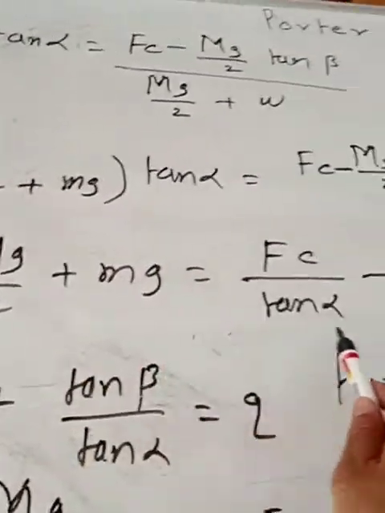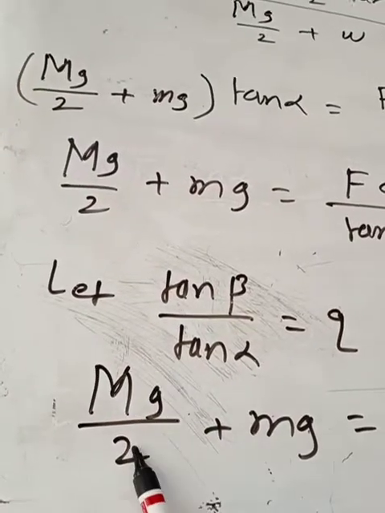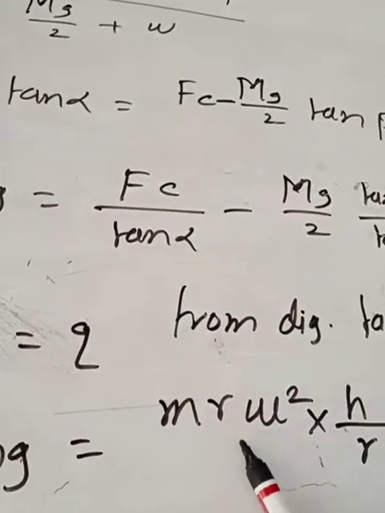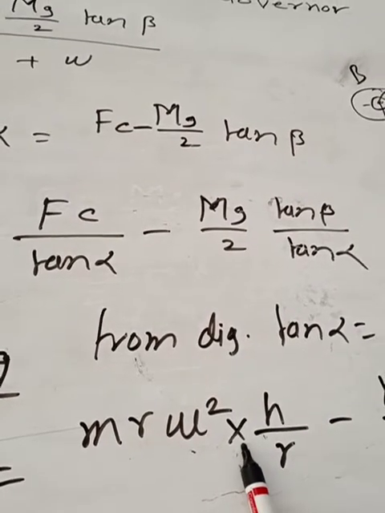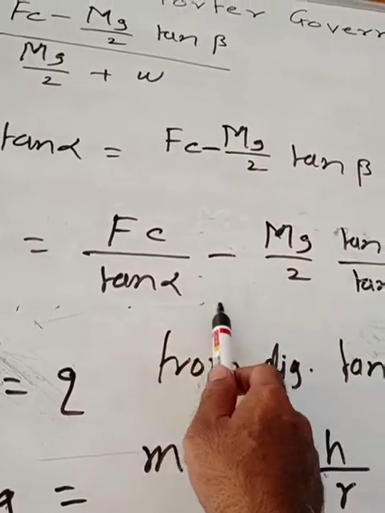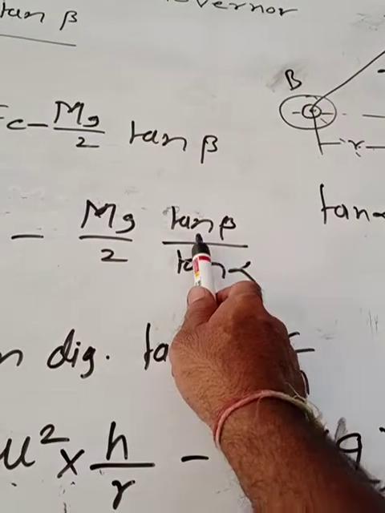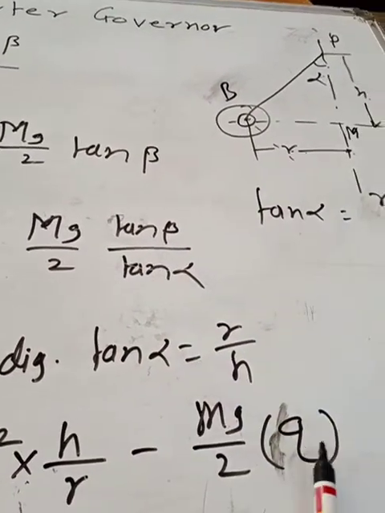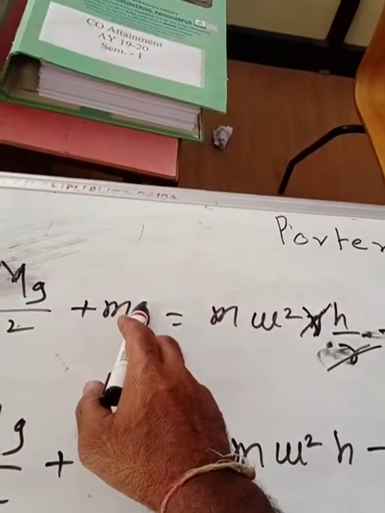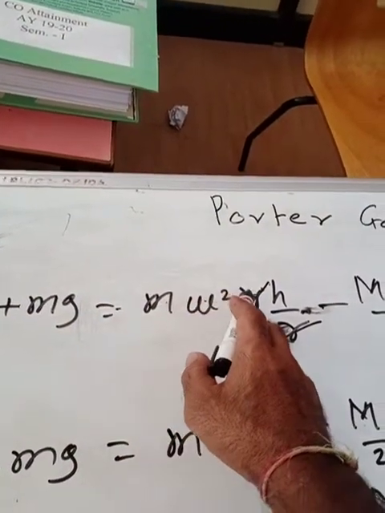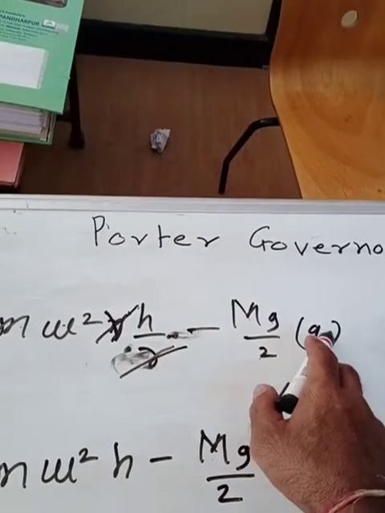In the equation which we have calculated, in this equation we will put all these values. So what will happen? This will become Mg divided by 2 plus mg. Then we are going to put centrifugal force Fc is equal to m r omega square, multiplied by one over tan alpha, which is what? Tan alpha is R by H, so it will become H by R, minus Mg divided by 2. For this tan beta divided by tan alpha, we are going to put the quantity q. As we have calculated, this equation Mg divided by 2 plus small mg is equal to small m omega square r into H by R. This r will get cancelled, minus capital Mg divided by 2, this quantity q.